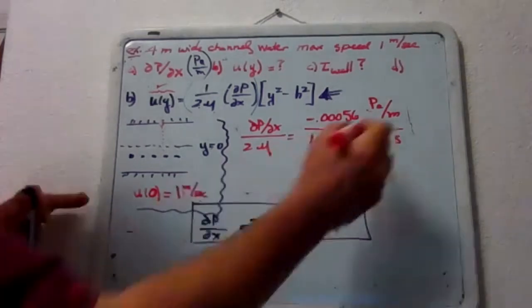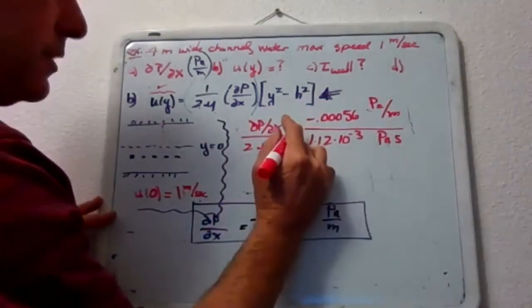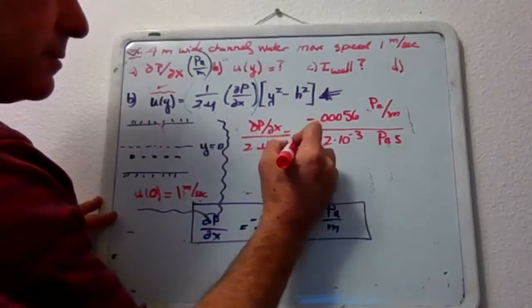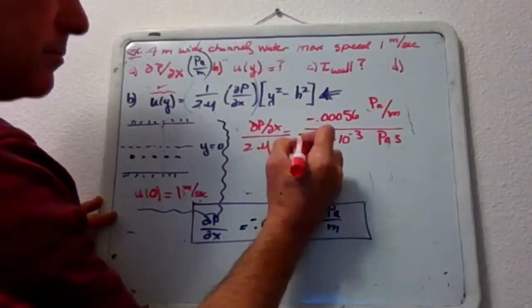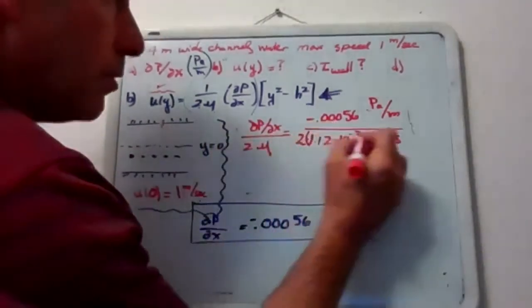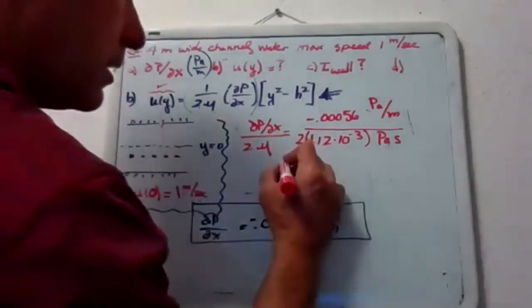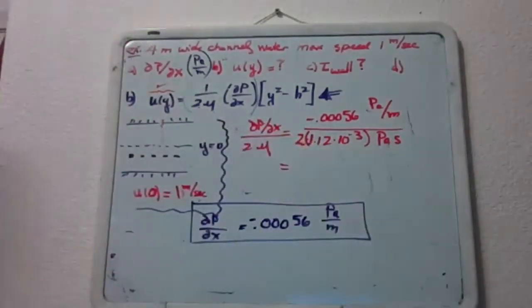I forget, I'm missing one number over here in my computation. I needed that 2. Okay, so there we go. So now I can crank through that. So this is 2 times 1.12 times 10 to the negative third. Okay, so let me crank through that. So first of all, we're just going to try to get a number on our calculator.